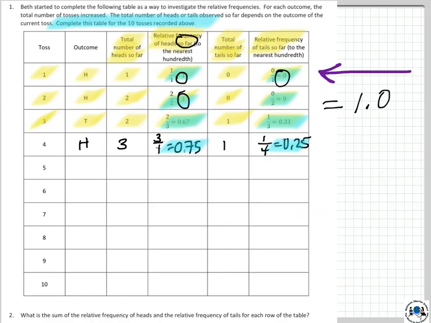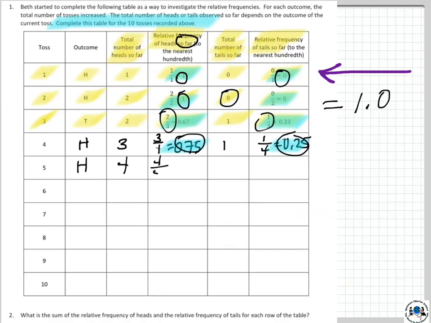2 plus 0, and then 0, and then 2 divided by 2, of course, is 1. 2 out of 3, 2/3 and 1/3 also equals 1 whole. 0.75, 0.25 equals 1 whole. Okay, so you can see those 2 columns are always going to equal up to 1.0. All right? Okay, just wanted to add that.